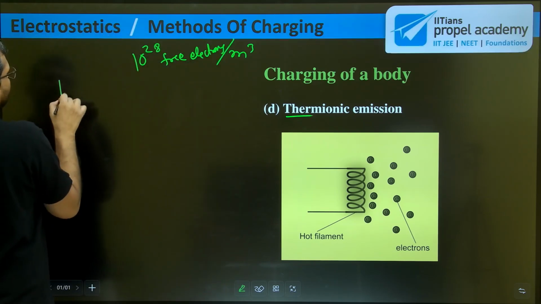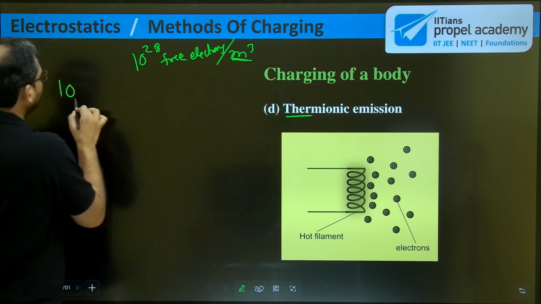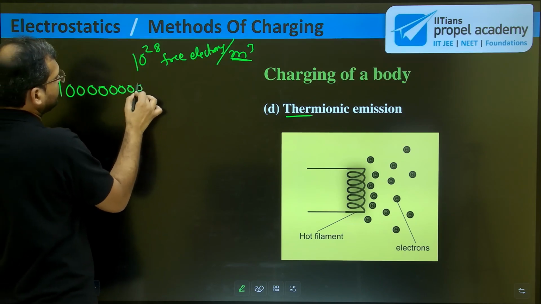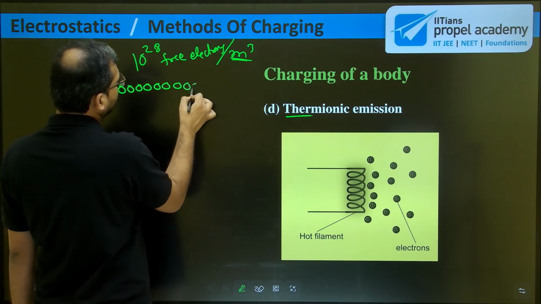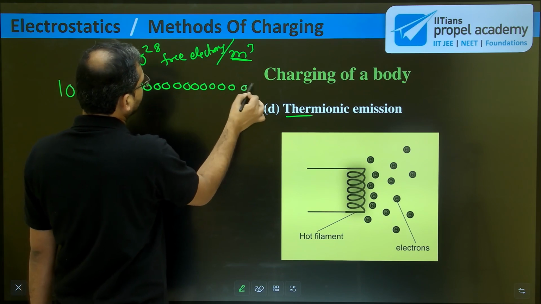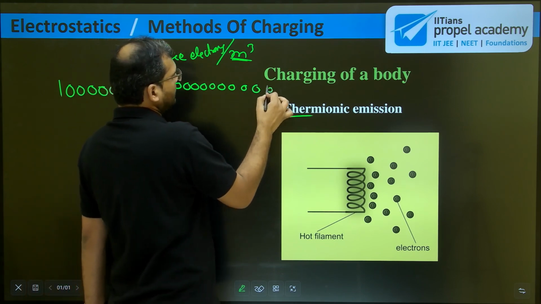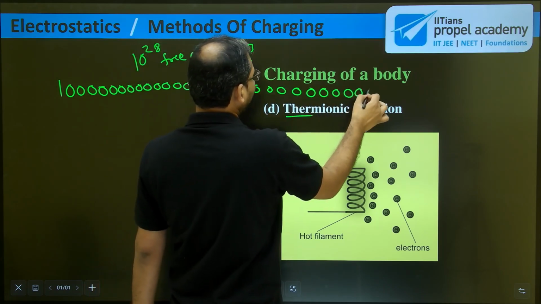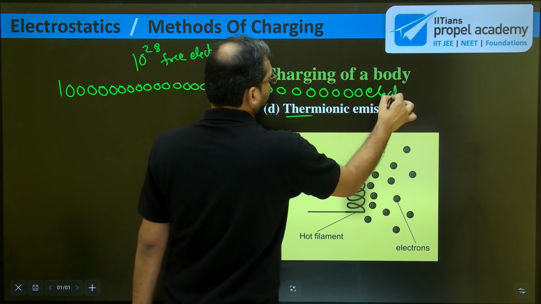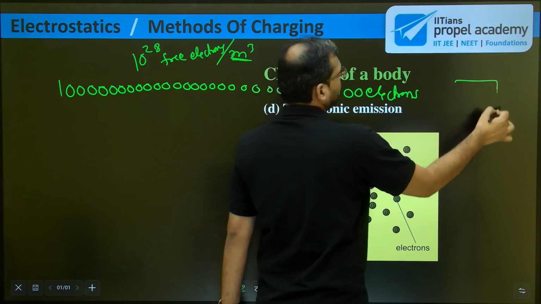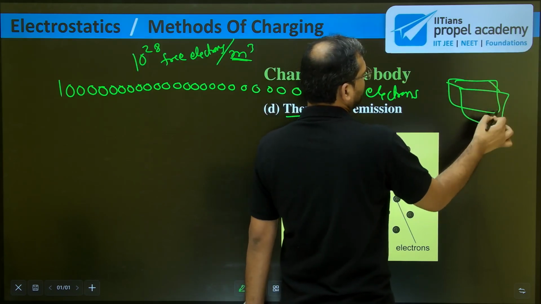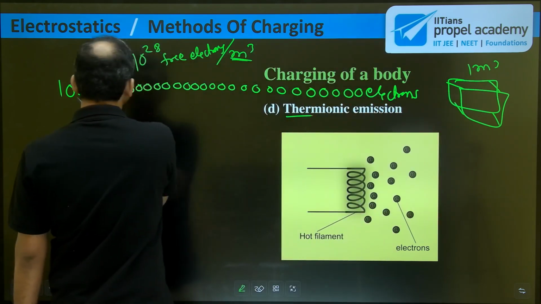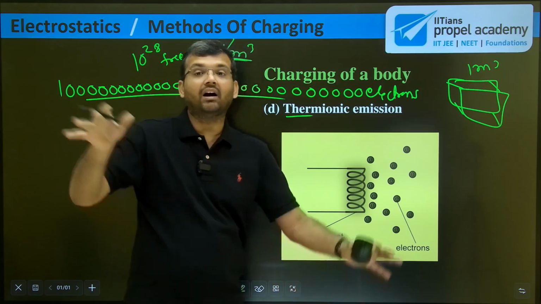It means that if you take 1 meter cube of a metal, it will have 10 to the power of 28 electrons. So these many free electrons, not all electrons.